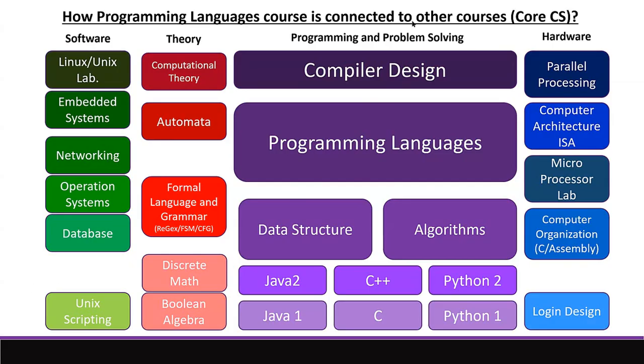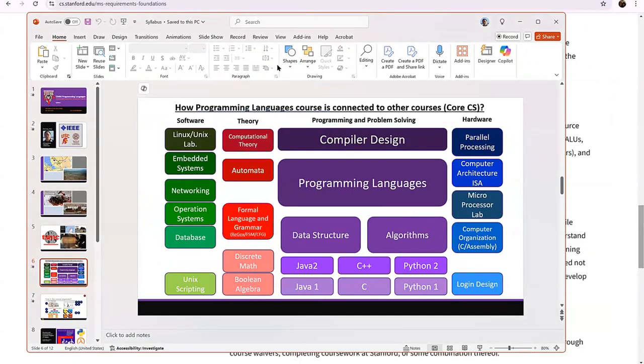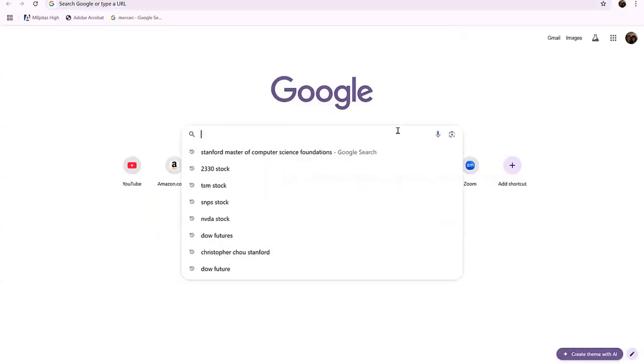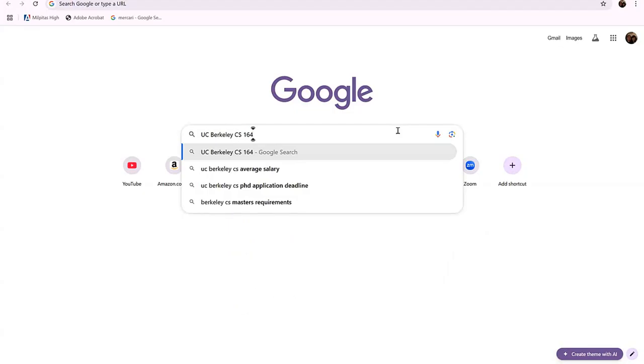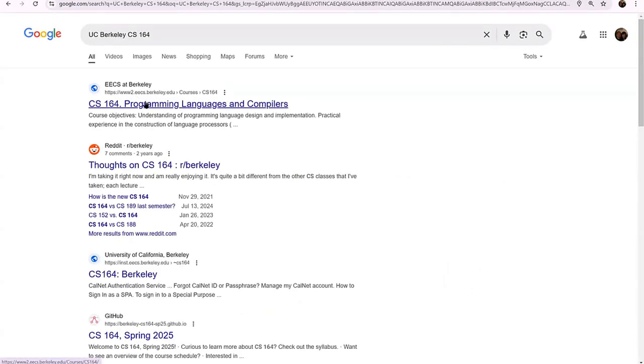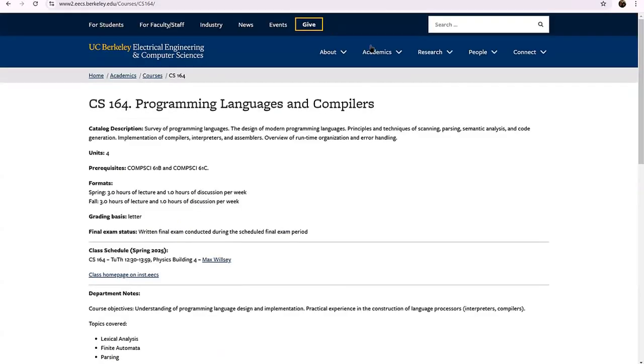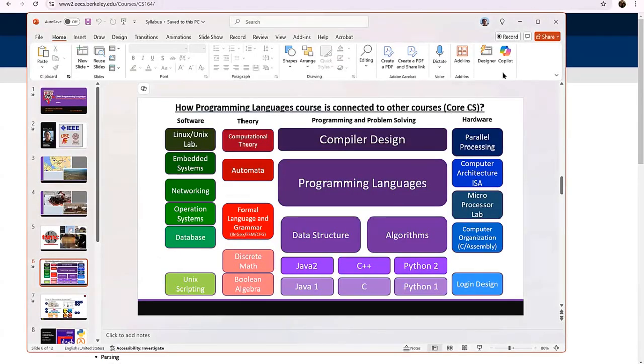Let's look at an equivalent course. That's UC Berkeley CS 164, which is programming language and compiler. They combine programming language together with compiler, so these two courses, level 4 and level 5, are combined together in one course. Their prerequisite is level 1 to level 3 programming background. So this is the relationship of this course with other courses.